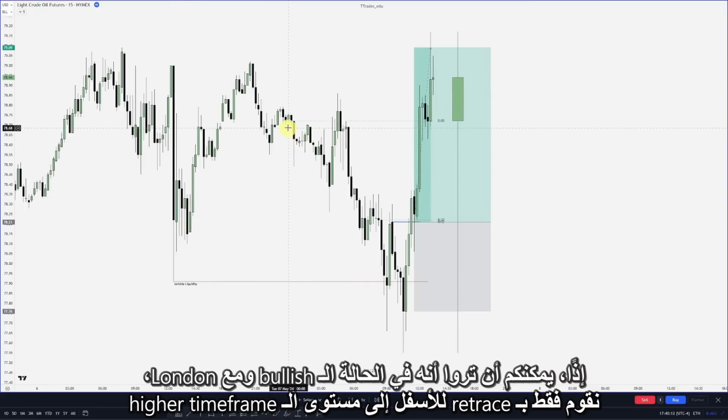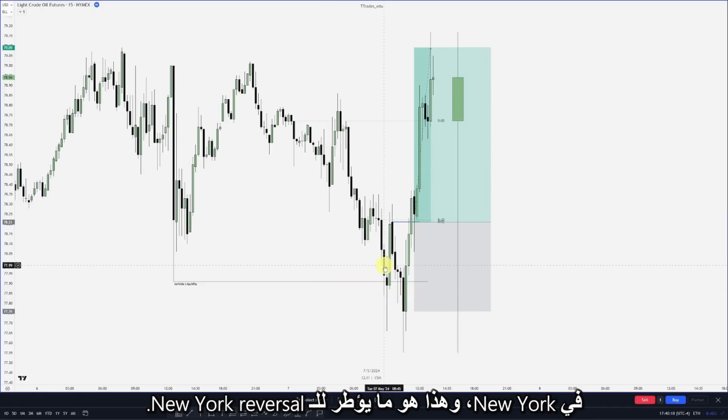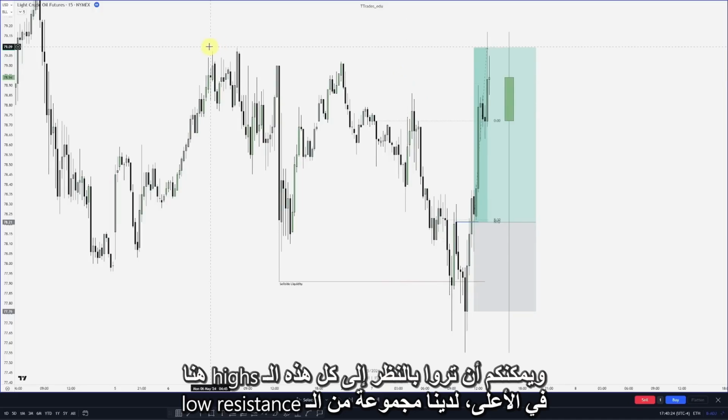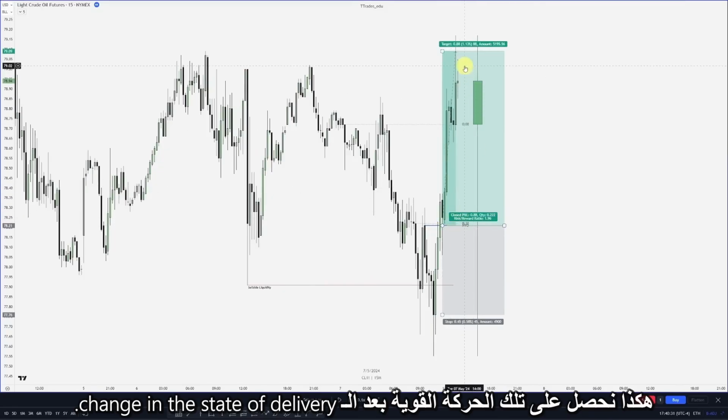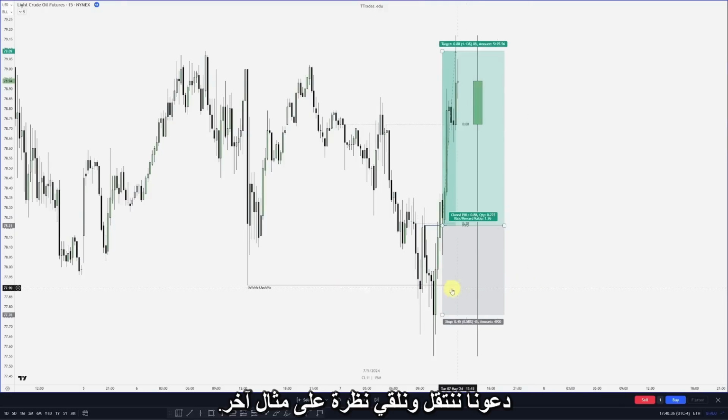So you can see if bullish, and with London, we just retrace lower into the higher time frame level at New York. That is what frames the New York reversal. And you can see, looking at all these highs up here, we have a bunch of low resistance liquidity to run through. So that is how we get that aggressive move after the change in the state of delivery. Let's go ahead and look at another example.